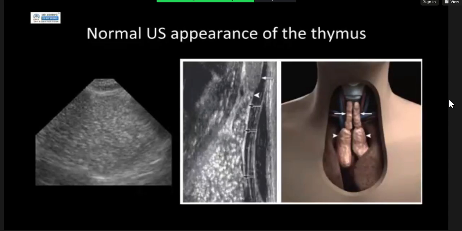So I thought I would show you what a normal thymus looks like on ultrasound. This is a starry sky appearance, looking a little bit like the liver, but they call it starry sky. This is the thymus showing that there's a thyroid, and inferior to the thyroid you've got your cervical part and the mediastinal part of the thymus, corresponding to this picture here.